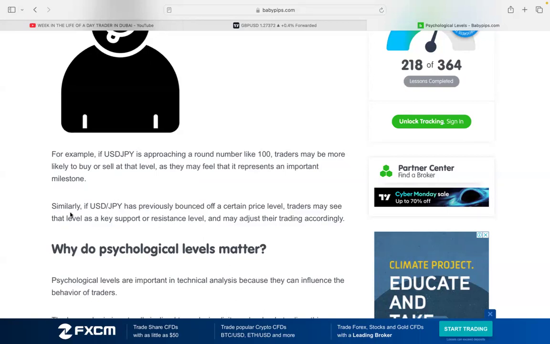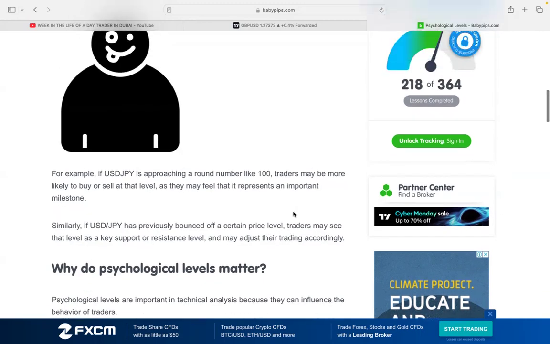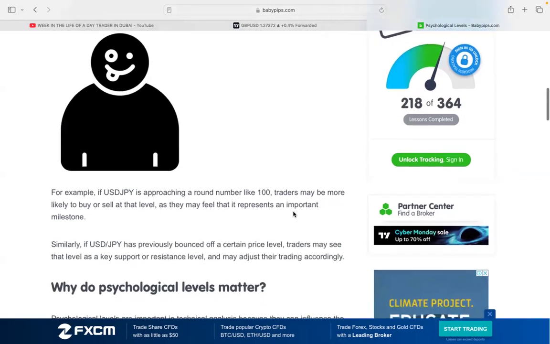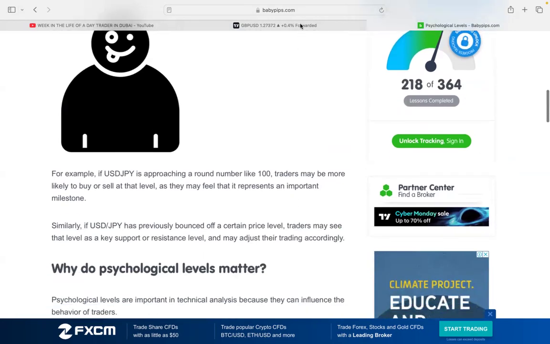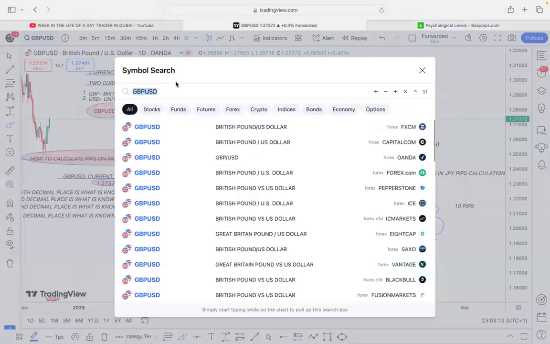Simply, if USDJPY has previously bounced off a certain price level, they may see that level as a key support and resistance level. So psychological levels, like I said previously, are key support and resistance levels. Now let me show you. Let's go to the USDJPY charts.